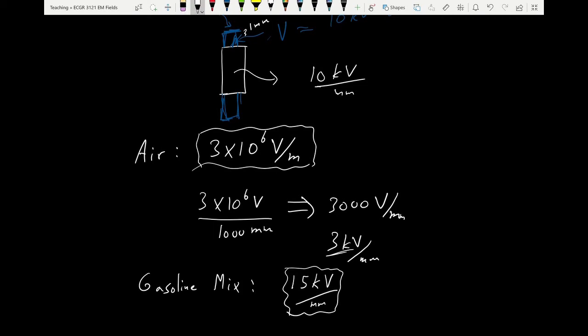But then when we go to test this spark plug, we put it in the tester and whatnot, we would still see a spark. Why? Because we are testing it in air, right? Because 10 kilovolt per millimeter is way beyond 3 kilovolt per millimeter for air. So it will work in air, but when it tries to work in an actual environment when there's a gasoline mist, the 10 kilovolt per millimeter is not enough to break down the gas mixture.